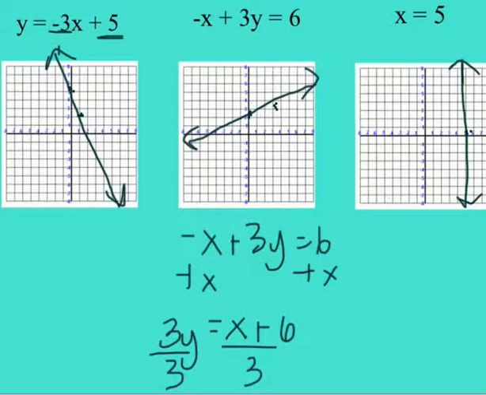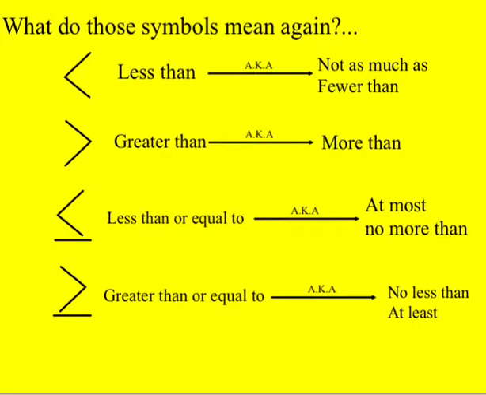Okay, moving forward. Let's take a look at what these symbols mean. You don't have to write this down. Let's just remember that. So first we have the less than symbol, and when we're doing word problems, we want to look for things such as not as much as or fewer than. And then we have the greater than symbol, so we want to look for things that say more than. The less than or equal to, which is at most or no more than. And then the greater than or equal to, which is no less than or at least.